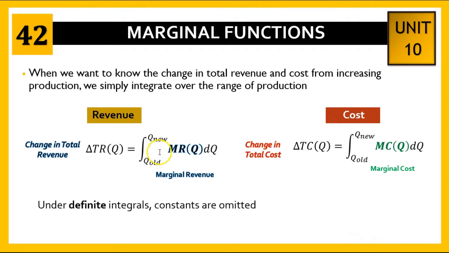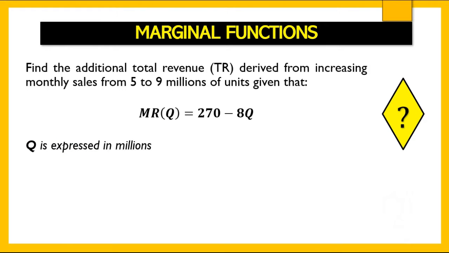using as boundaries the range of production, as a lower bound the original production, and as an upper bound the new production. Notice here that because these are definite integrals, constants are omitted. Therefore, we do not need the information, for example, of fixed cost, because when we use definite integrals, all constants cancel each other. Let's apply these concepts in the following three examples.